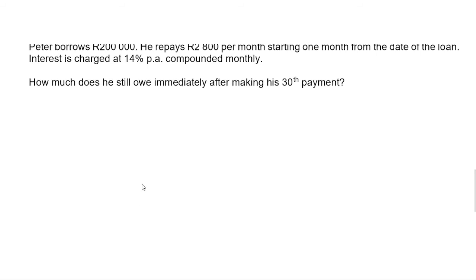Peter borrows 200,000 Rand. He repays 2,800 Rand per month, starting 1 month from the date of the loan. That's the interest rate. We cannot work this one out any other way than using the second method. We can't find the present value of the payments that haven't been made because we don't know how many payments are going to be required altogether. Right, let's take a look at this question. So the only way of doing this one is to work out the loan with interest.